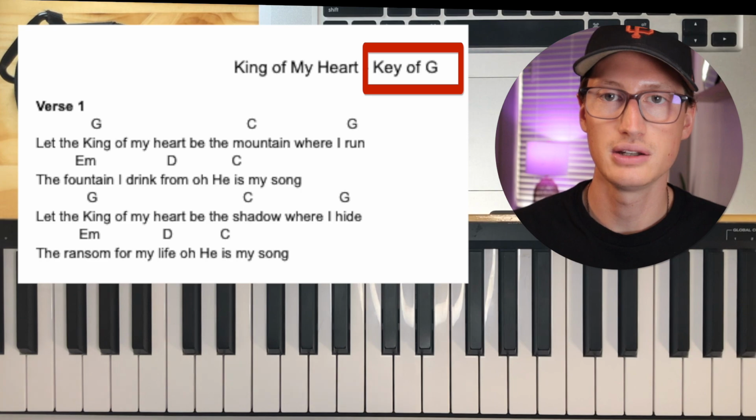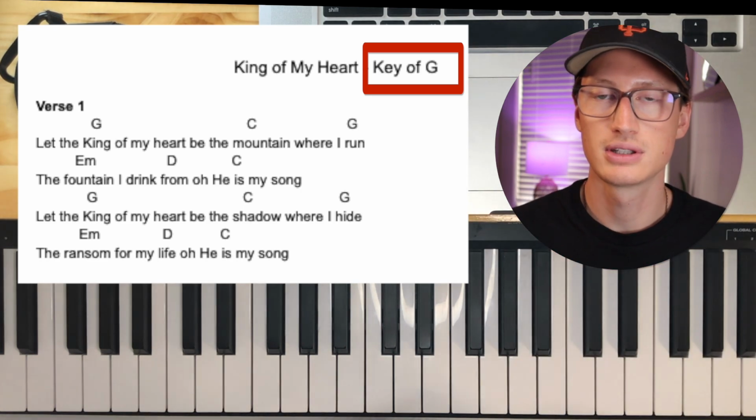The first thing you might notice is that at the top of the chord chart, we've got the key of G. What does that mean? A key is essentially a group of notes that work together and sound good together. If you were to play something outside of the key, it would sound bad or dissonant. How do you know which notes these are? That's where scales come in.